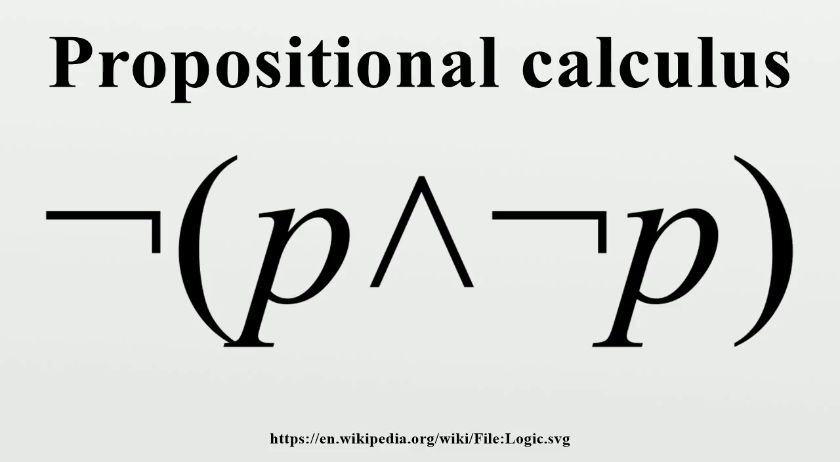All propositions require exactly one of two truth values, true or false. For example, let P be the proposition that it is raining outside. This will be true if it is raining outside and false otherwise.